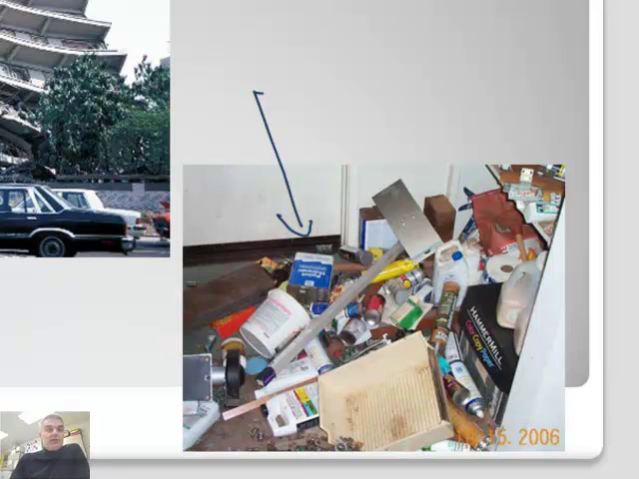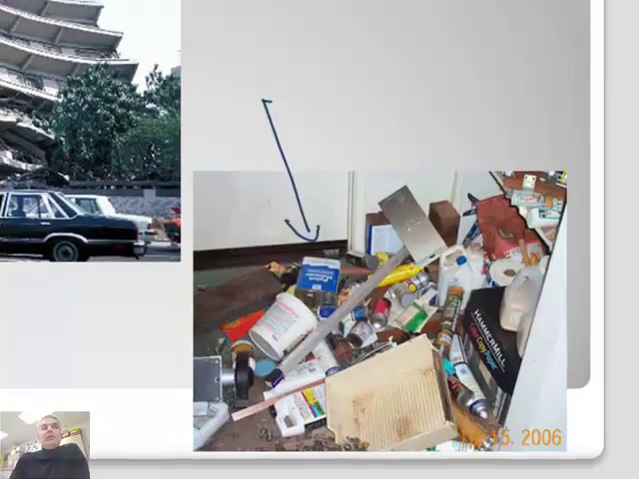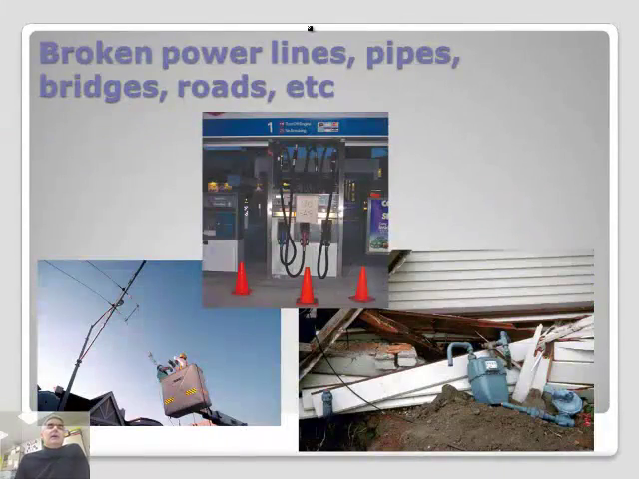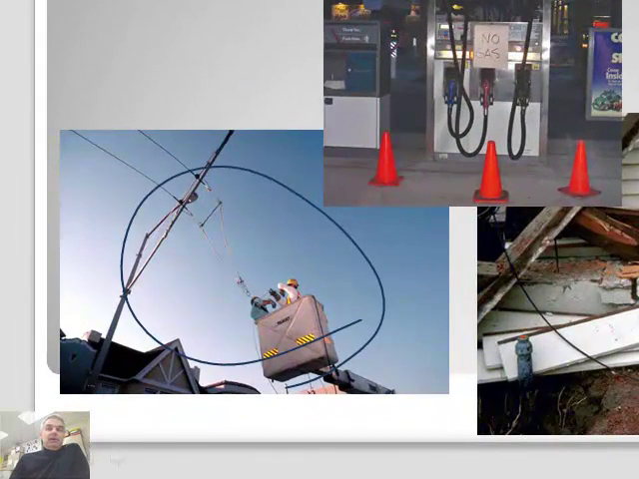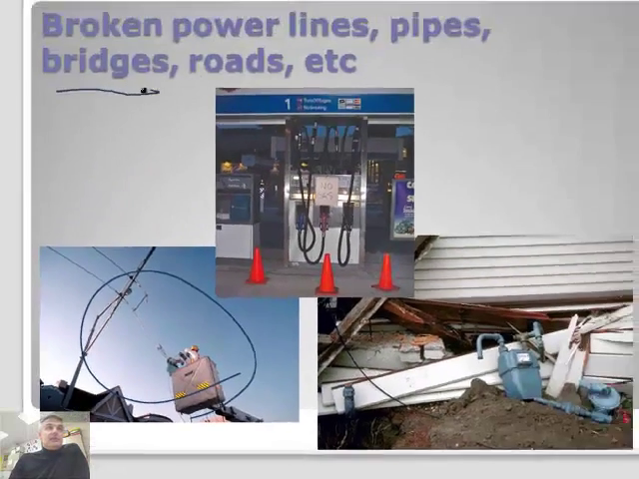I mean, all the shelves come off. It depends, of course, on the magnitude of the earthquake and actually the intensity where you happen to be living. Obviously, also broken power lines. If you've got power lines and they break, like down here, obviously that's going to create some issues. Bridges can collapse.